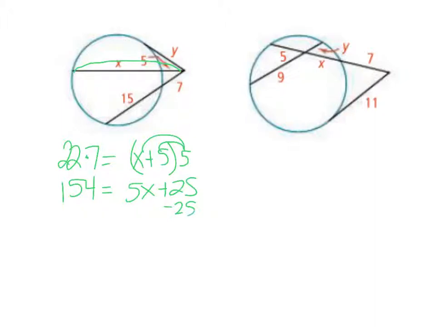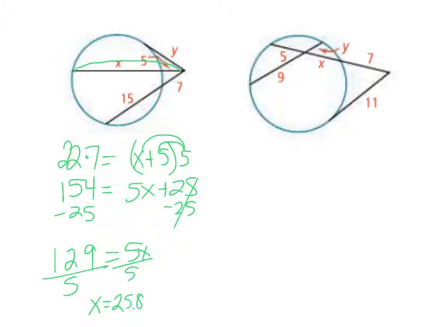Subtract the 25. Okay, divide it by 5 and grab my calculator here, 129, and divide it by 5. And x is equal to 25.8. Okay, I should have written smaller there, sorry. I'm going to run out of room on this, I'm guessing.